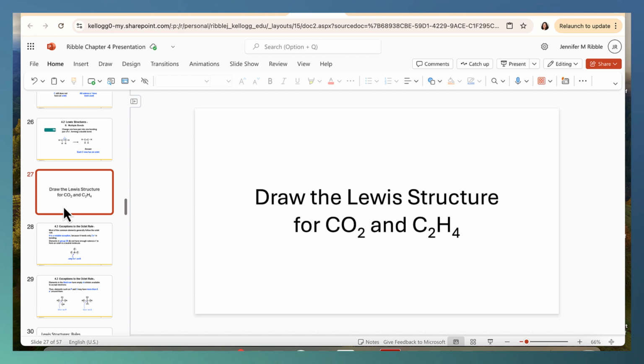The next thing we did is just practiced drawing the Lewis structure for CO2 and C2H4. C2H4 you just saw in the previous. So what I would do is practice and try to draw CO2 and then find the structure online and double check it.